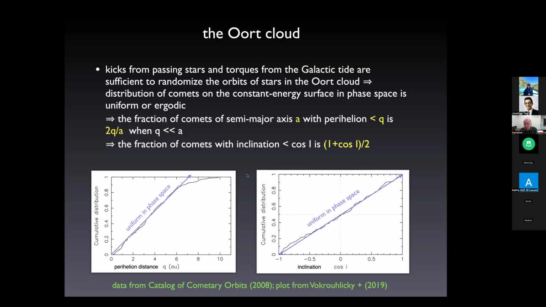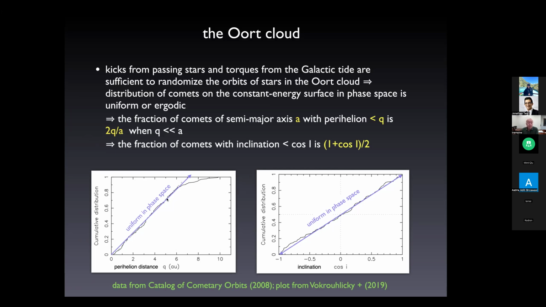The cloud is so large, 1/10 of the distance to Alpha Centauri, that the kicks from passing stars and torques from the galactic tide are sufficiently strong to randomize the orbits of comets in the Oort cloud. That means that the distribution of comets on the constant energy surface in phase space is ergodic. It's uniformly distributed on the constant energy surface, and that means in turn that the fraction of comets with a perihelion less than q goes like simply the ratio of q to the semi-major axis when the perihelion distance is small.